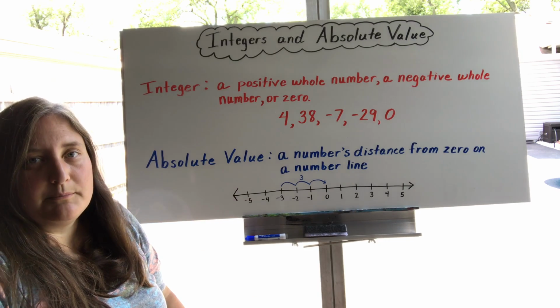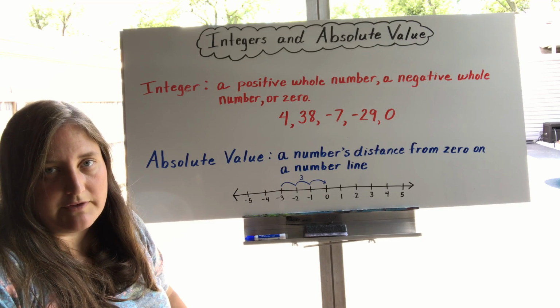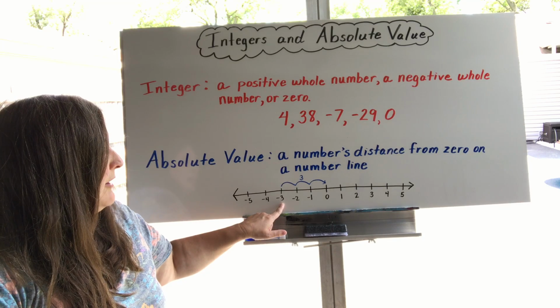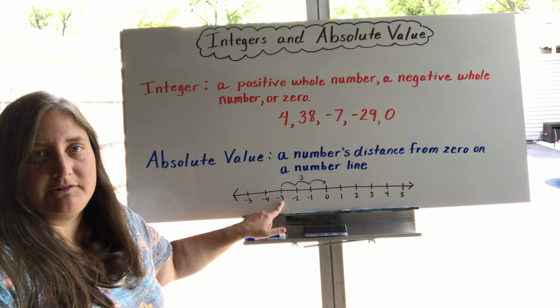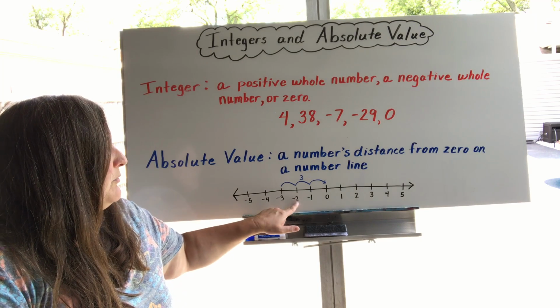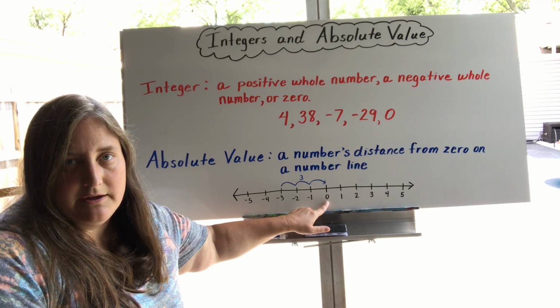Absolute value is a number's distance from 0 on a number line. So if I'm trying to find a number's absolute value, I imagine that number on the number line. I would count how many spaces it is from that number to 0. So if I'm trying to find the absolute value of -3, it's 1, 2, 3 spots to 0. So its absolute value is 3.